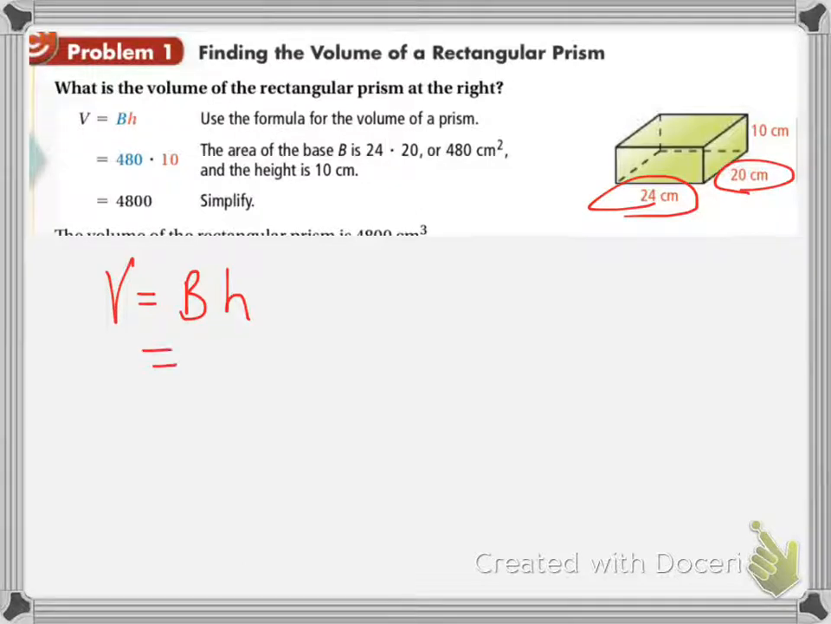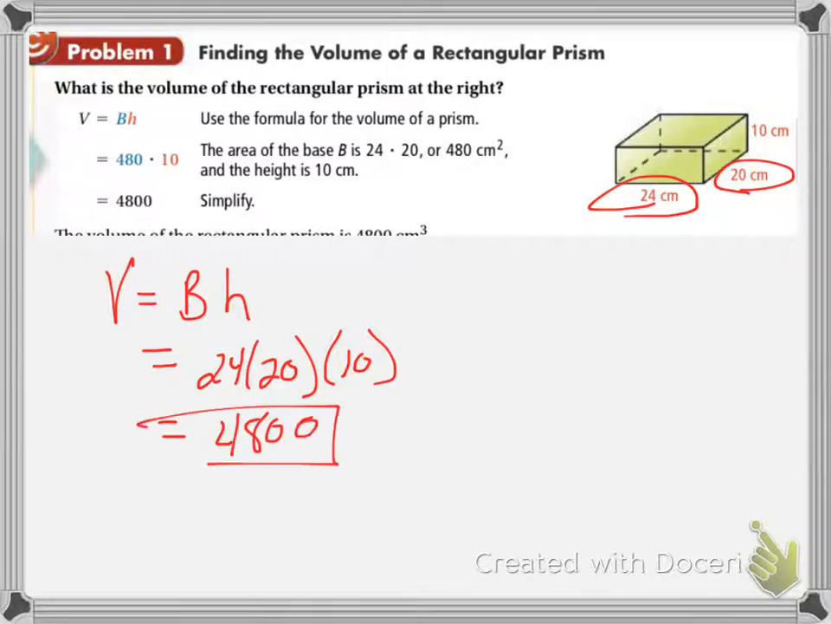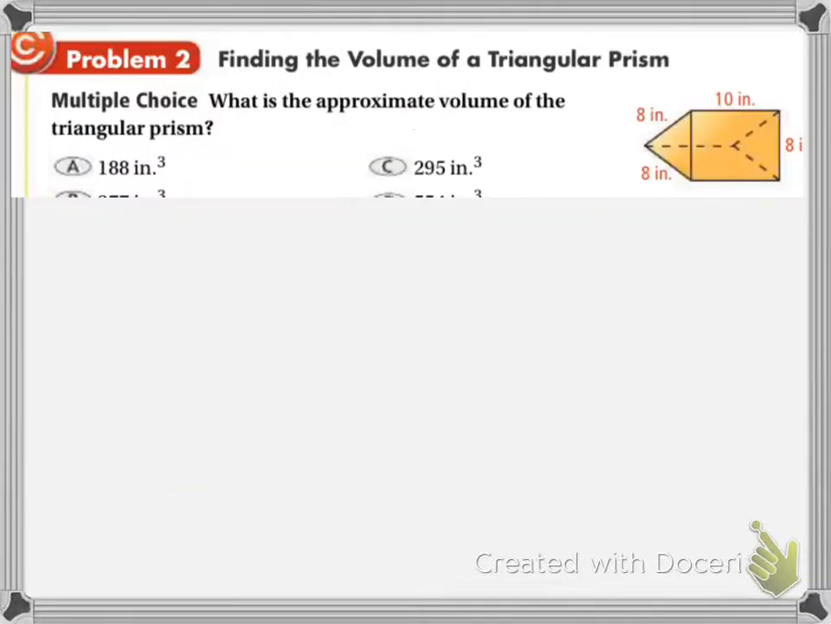Okay, so you end up with 24 times 20. And then the height, which is 10. Punch it in your calculator, you end up with 4,800. And it's always units cubed, so it's centimeters cubed is your unit.